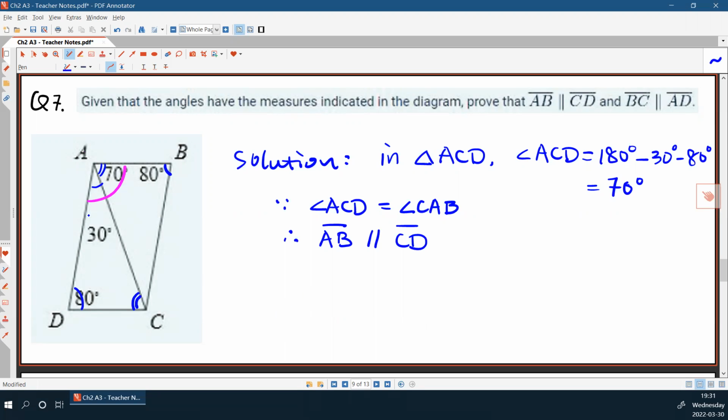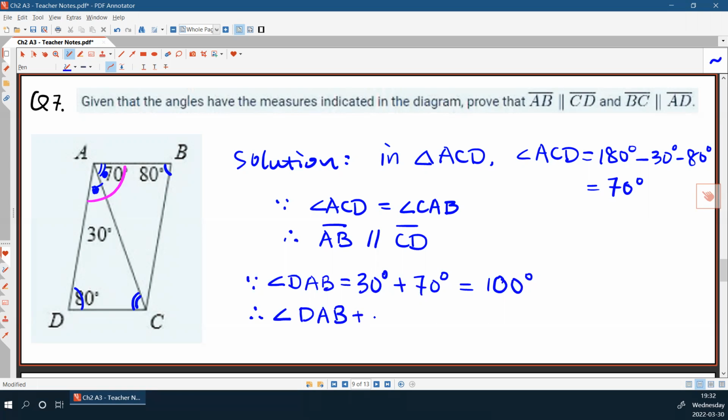Okay, note here angle DAB is actually 30 degrees here, right? Plus 70 degrees here. So angle DAB is 100 degrees, right? Therefore, angle DAB plus angle ABC is 180 degrees, right? And angle DAB and angle ABC, as we have discussed, are same side interior angles, right? So if we proved same side interior angles are supplementary, that means the segment AD is parallel to segment BC, right? This is according to the judgment theorem we have learned so far.